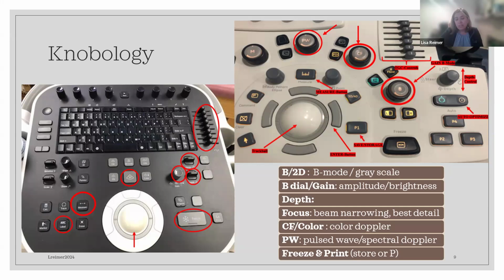Gain is important. It can turn up the brightness or turn down the brightness. So if your image appears too bright, you can use that as a quick assessment just to turn down. You can look at depth. So depth is an important key.